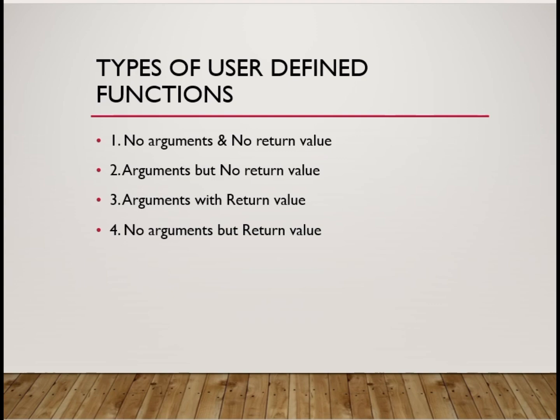Let's learn the types of user-defined function. User-defined functions can be categorized into four types: no arguments and no return value; arguments but no return value; arguments with return value; no arguments but return value.